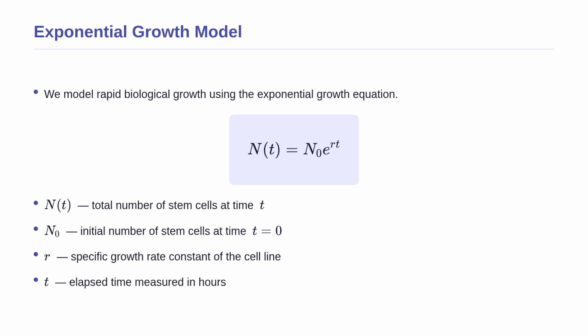N of t represents the total number of stem cells present at a specific time. N0 stands for the initial number of cells we started with. The constant e is Euler's number, representing natural continuous growth. The variable r is the growth rate constant, which depends on how fast the cells divide. And t is the elapsed time. If the growth rate increases, the population explodes much faster.